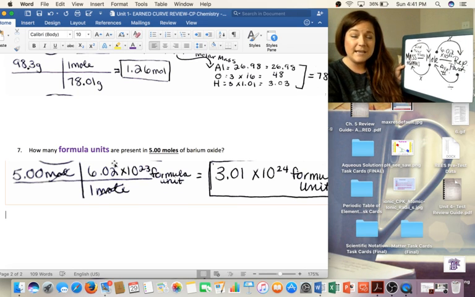If I said dozen, you would think 12. This is a set number that you just have to memorize. So, cross off my moles, boom, boom. Take 5 times 6.02 times 10 to the 23rd power, and I get 3.01 times 10 to the 24th power formula units.